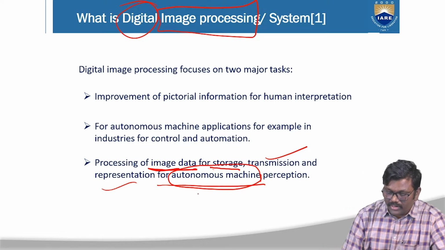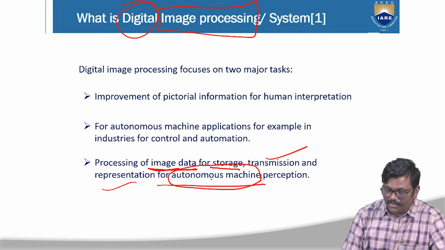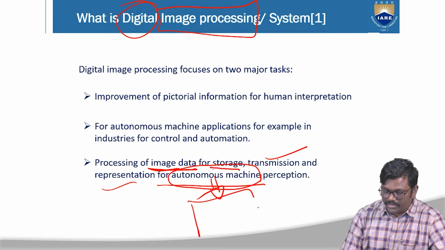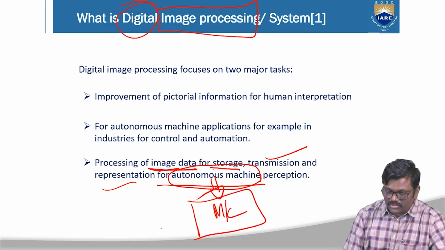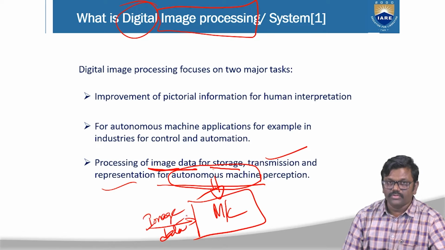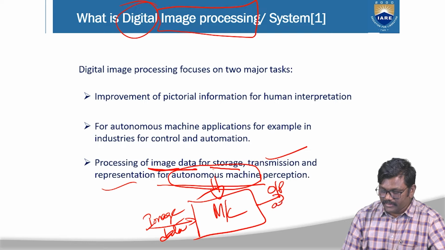So you have to understand this again. Autonomous machine means it is a machine. Being an autonomous machine, it takes the image data as input and it provides the output again as an image.